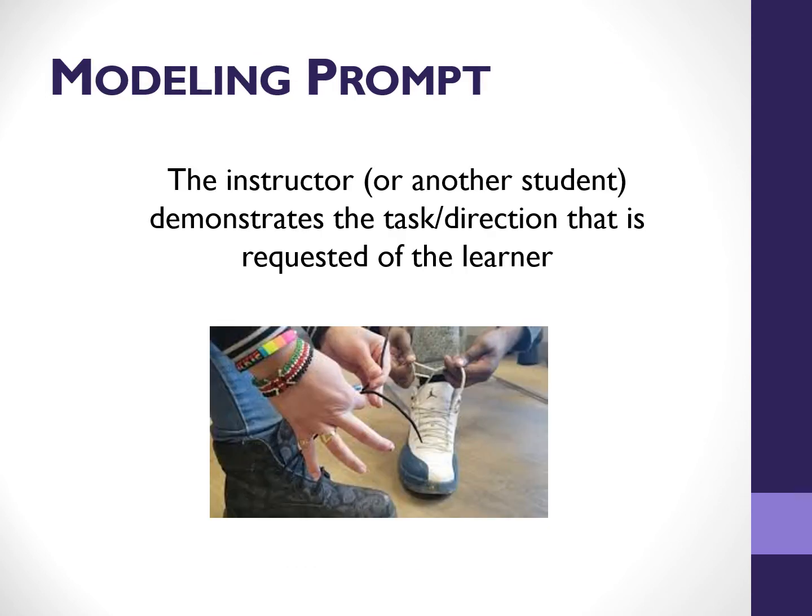The next type of prompt is modeling, and it involves showing the learner what the correct response looks like. For example, if you're teaching the learner how to clap his or her hands, you would clap your own hands to model what that activity should look like, and then request the same action from the learner.